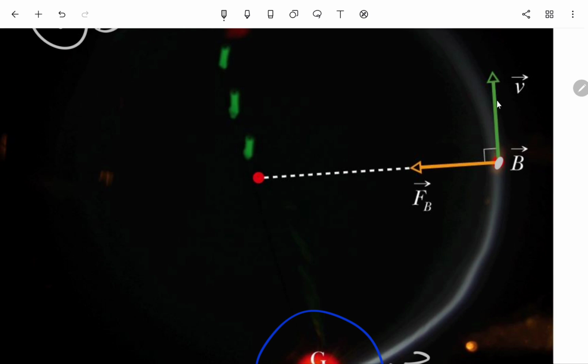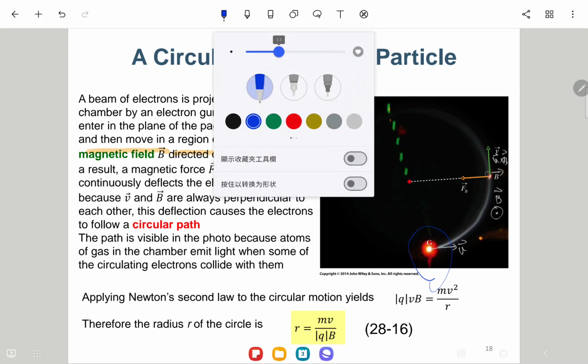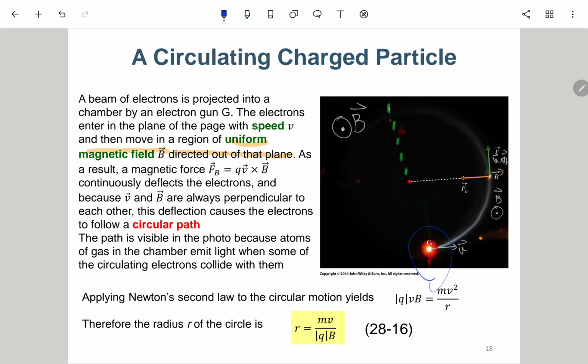Or maybe on this point, the velocity is roughly pointing upwards, and the B field is pointing out of the page. So V cross B is pointing to the right side. This is V cross B, and this is an electron. Electron is a negative charge, so FB is pointing to the left side. So this is a circular motion. Actually, you can use some math to prove it rigorously, but I don't try to do that.